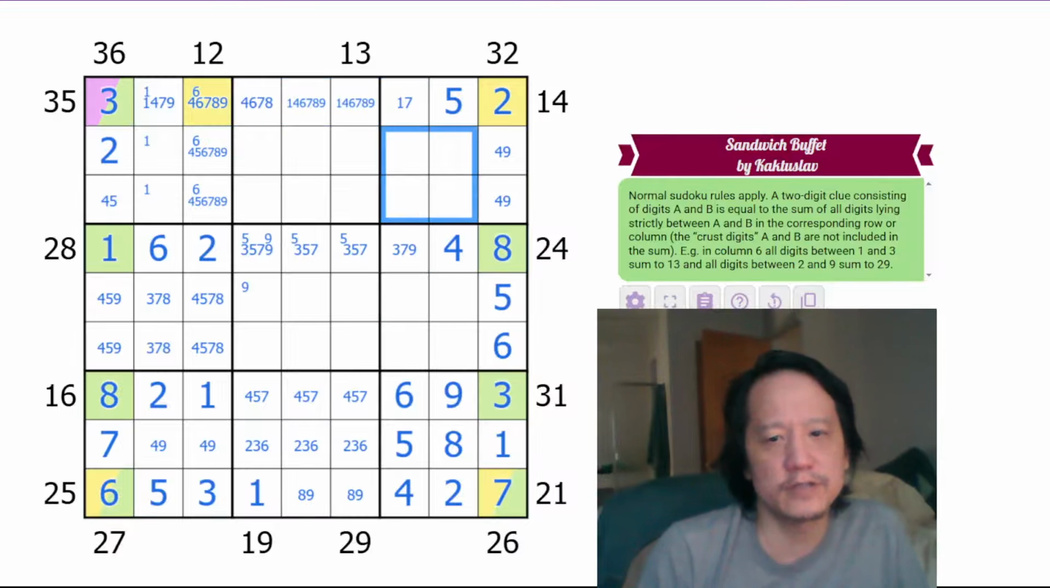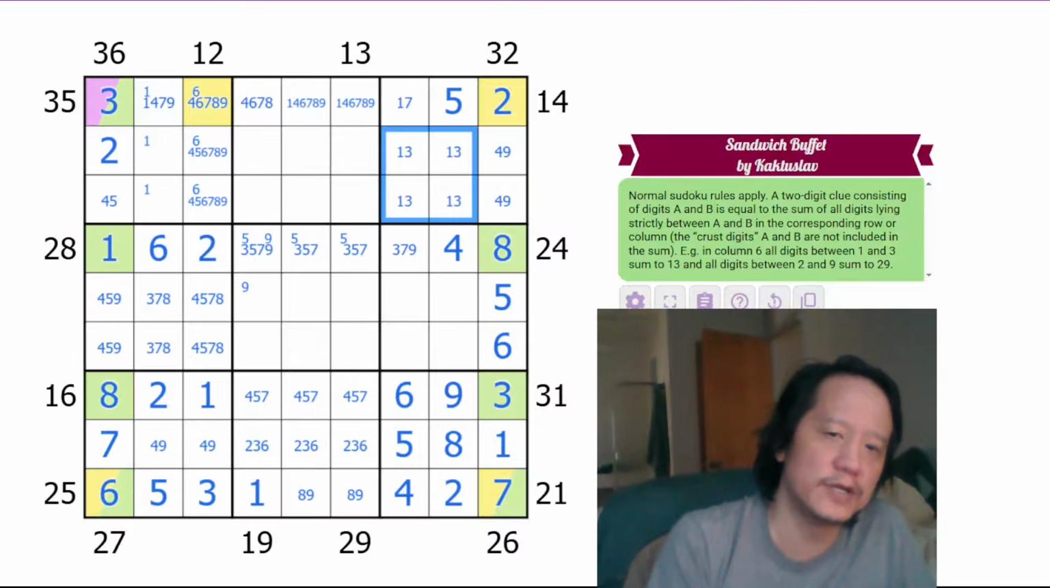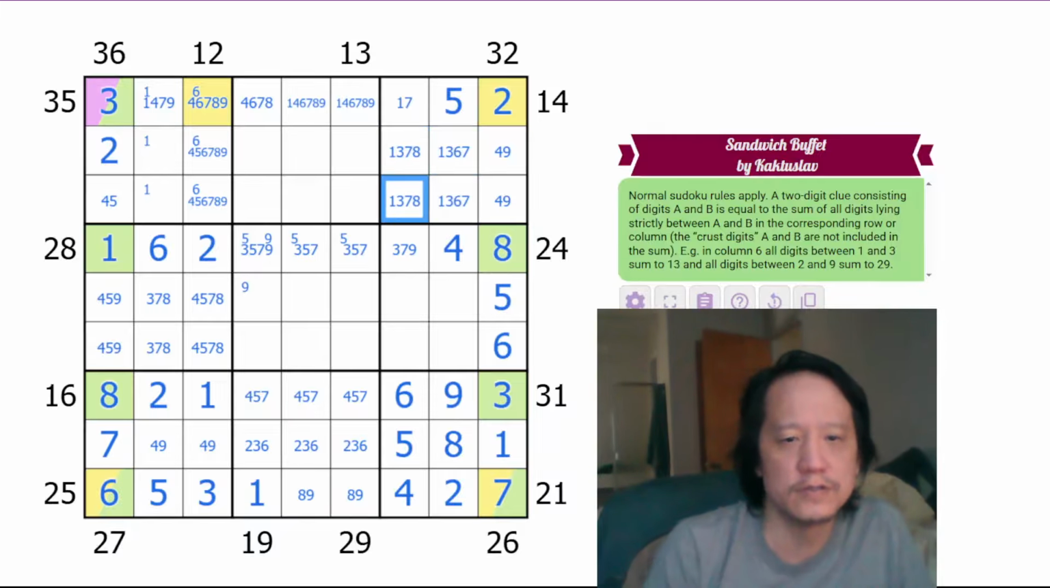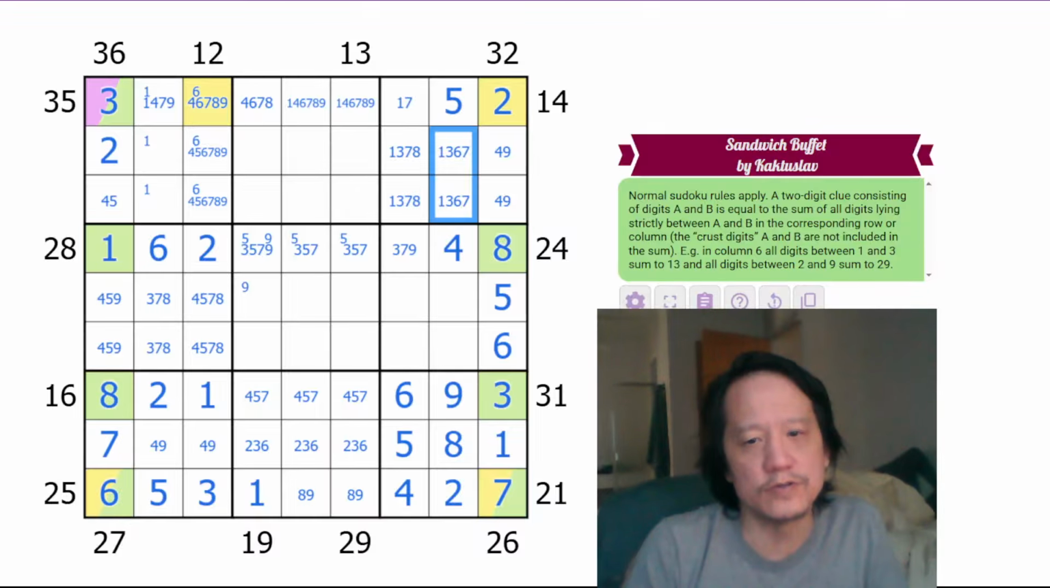Remaining digits in box 3, we have 1, 3, 6, 7, 8. 6 cannot be either of these. 8 cannot be either of these. So 6 has to be one of these two. 8 has to be one of these two.